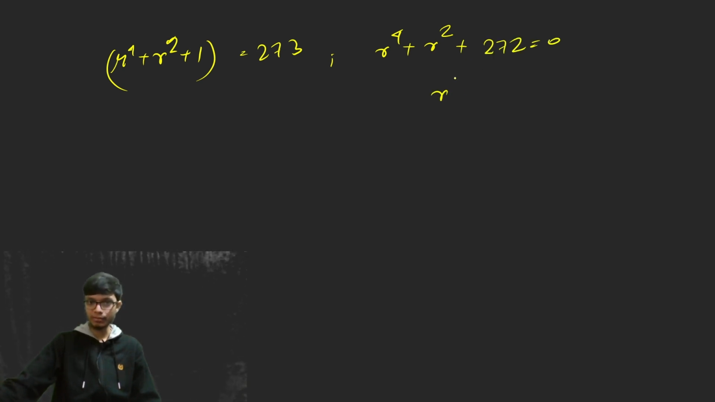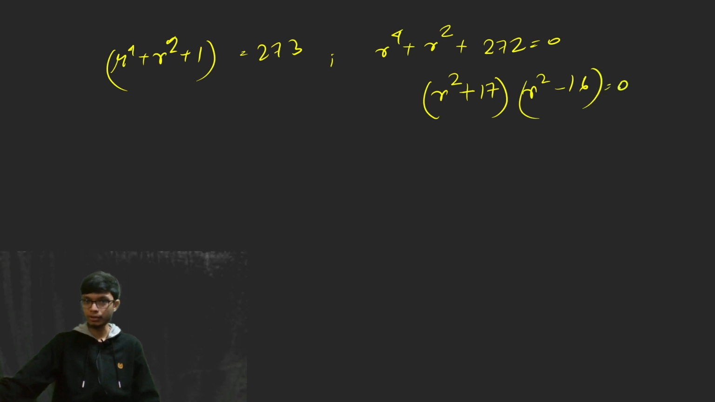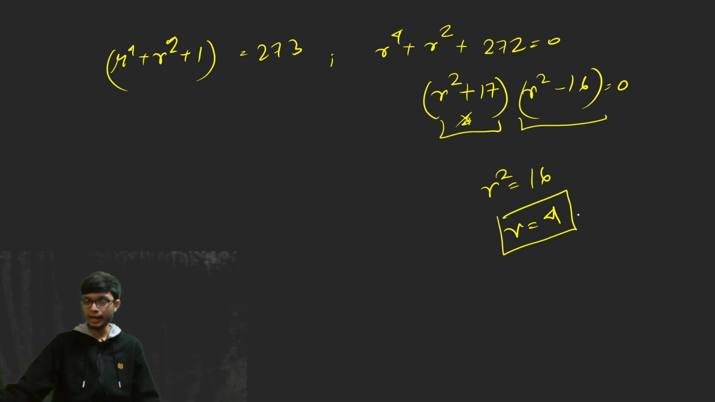Now you can factorize these particular values as r square. 16 square is 256 and 17 into 16 is 272, so you can factorize as r square plus 17 and r square minus 16 is equal to 0. But since it is given that r is a positive real number, r square plus 17 cannot be 0, so it is always a positive number, and the other factor is equal to 0. That means r square equals 16 and r is equal to 4, because r is a positive integer. So from here the r value is equal to 4.